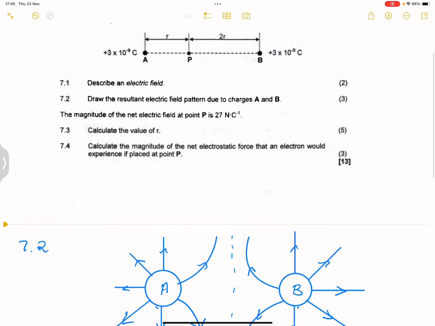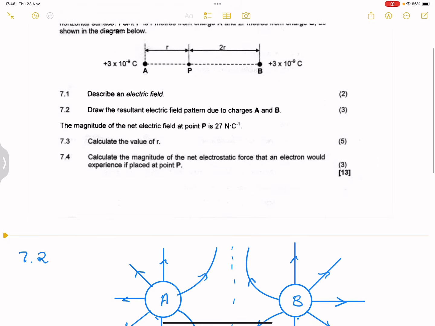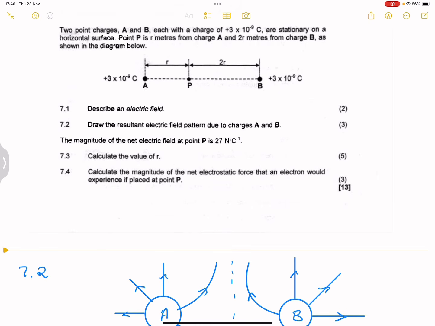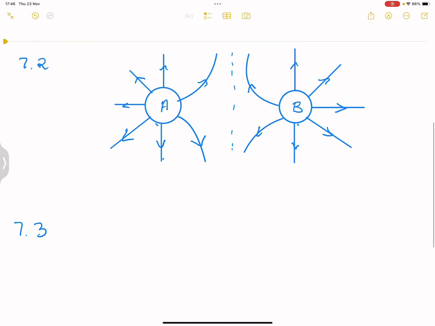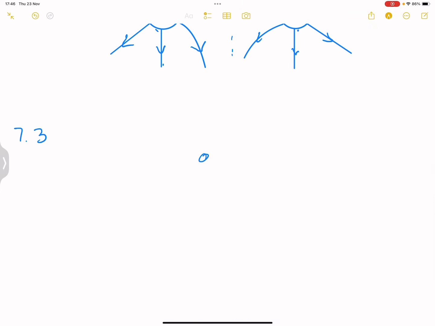They say calculate the value of r. Oh, actually they told us first that the magnitude of the net electric field at point P is 27 newtons per coulomb, right? So now I want you to please keep in mind, if we're looking at point P, what do we always assume? We always assume that we've got a positive test charge.